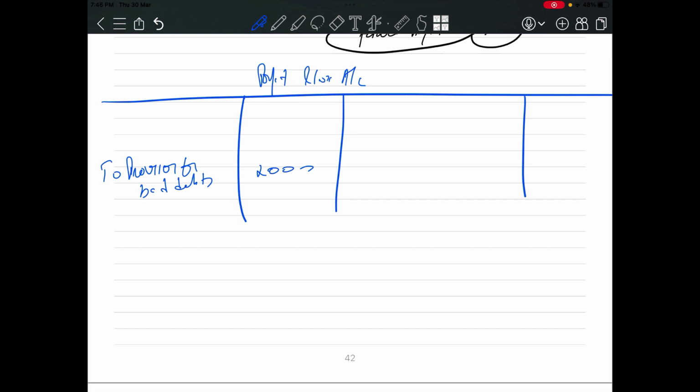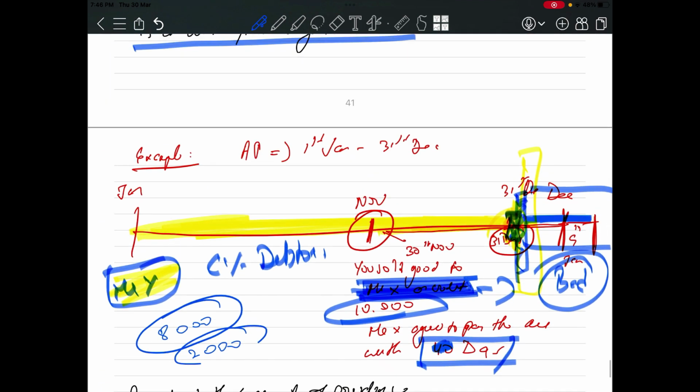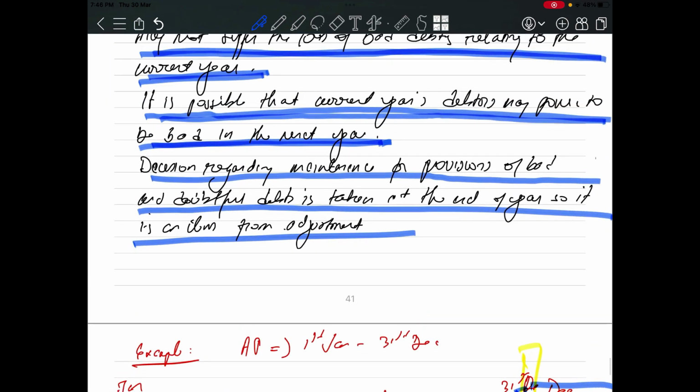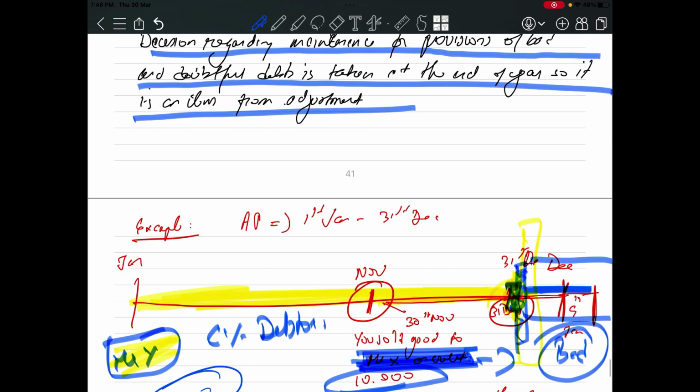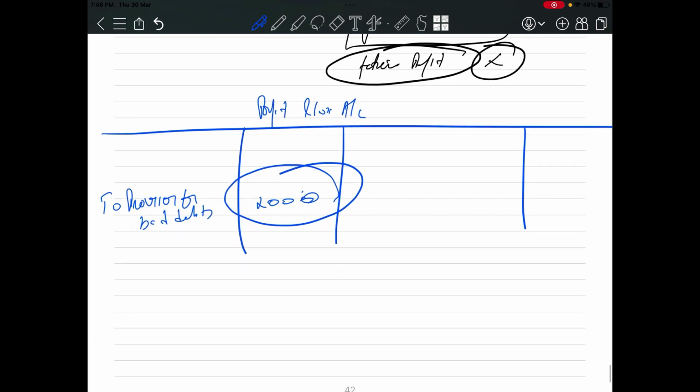Now you may ask how will we know that this is the amount, 2,000, he will not pay? This is just what we are creating provision based on our assumptions, that this much amount may be proved bad, this much amount may be bad debts in the next accounting period. So this completely depends on the business, the way they will analyze the situation, whether they will get the full amount or not.